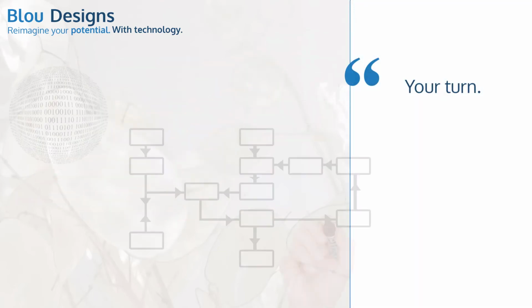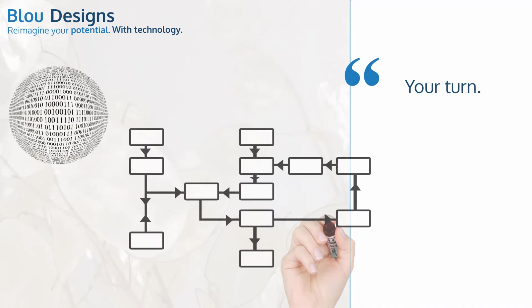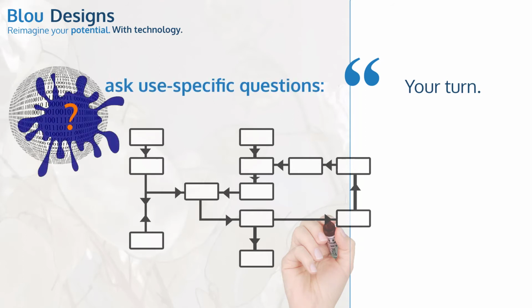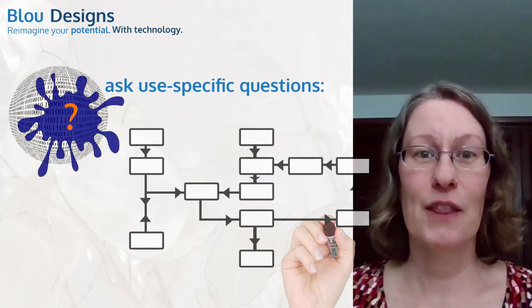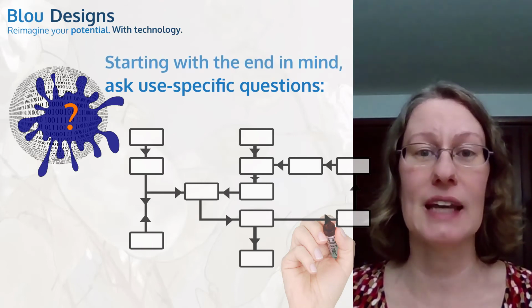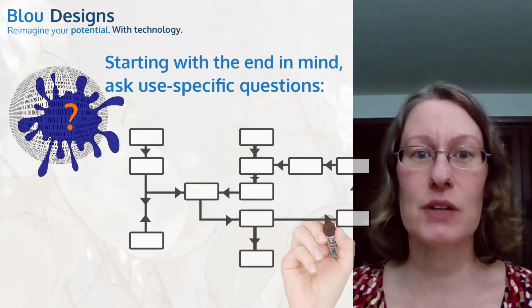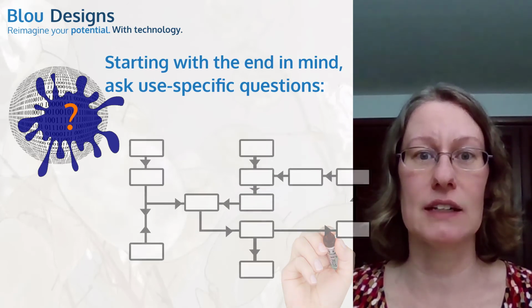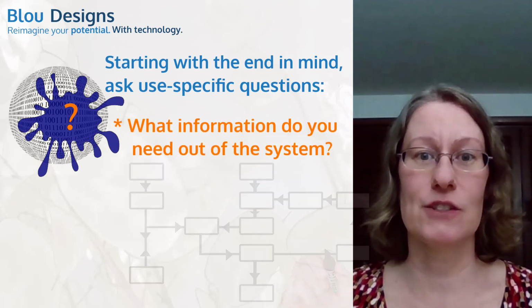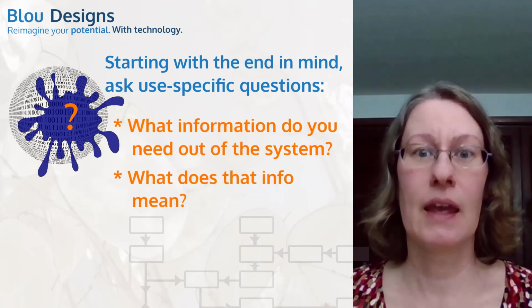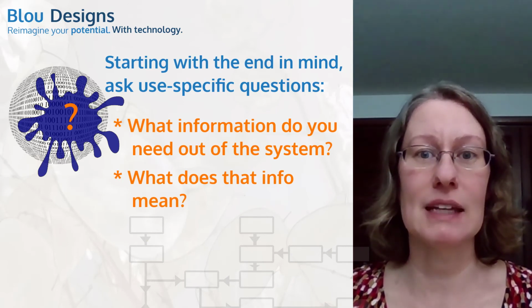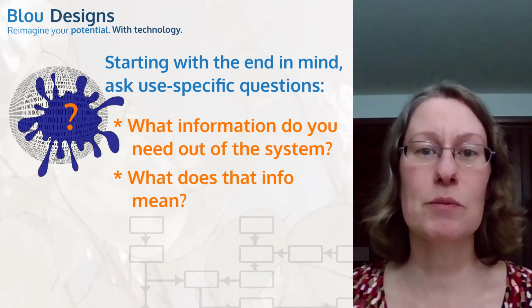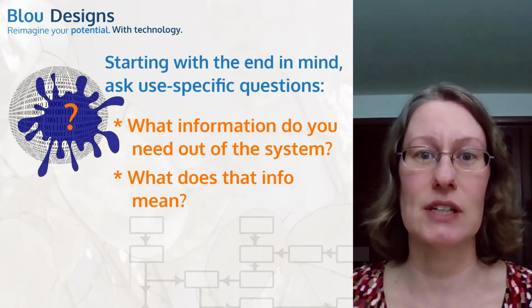As you look to your own data and your own processes and use cases, you should ask yourself use-specific questions. There are templates available for defining use cases, but it can also be useful to do something called starting with the end in mind. Looking at your metrics and other reporting needs, ask yourself and the others that interact with your data, what information do you need out of the system? And what do you think that information means? That is, what do you plan to do based on that information?